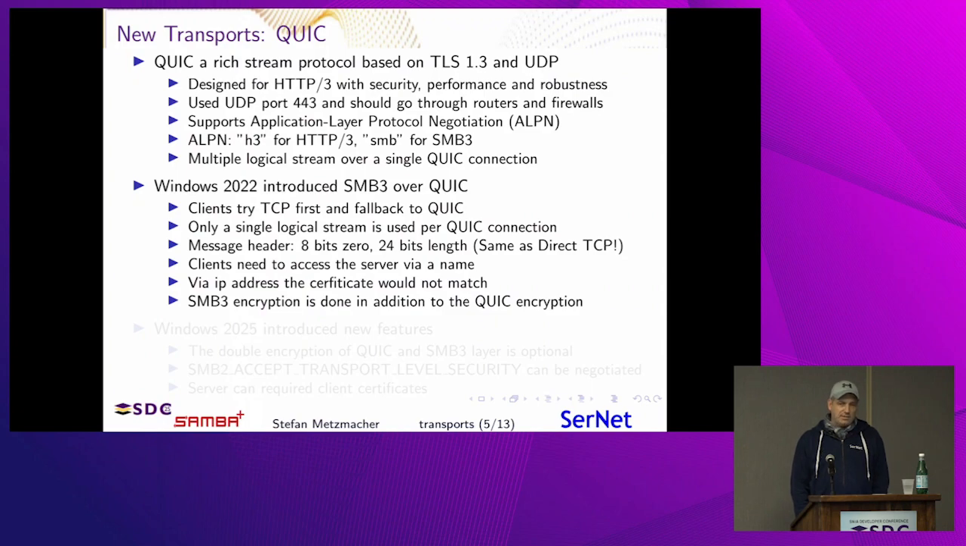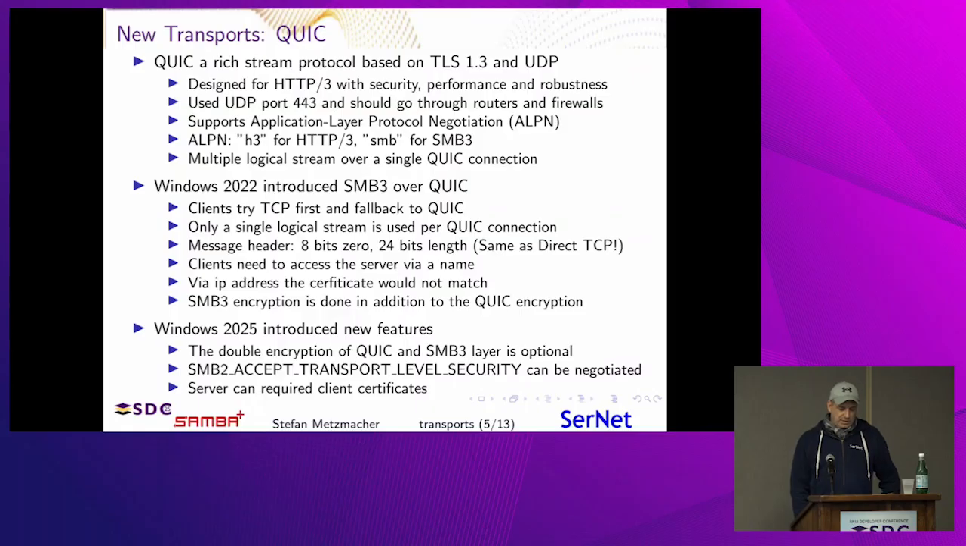But the tricky thing is that clients can only use it with a name and not with IP addresses in order to do the certificate mapping. And in the first version, the SMB encryption, if it was required, was done in addition to the QUIC transport encryption.